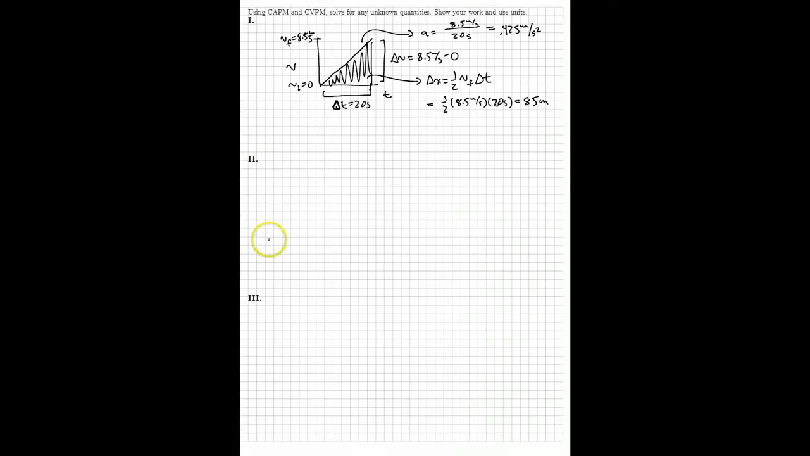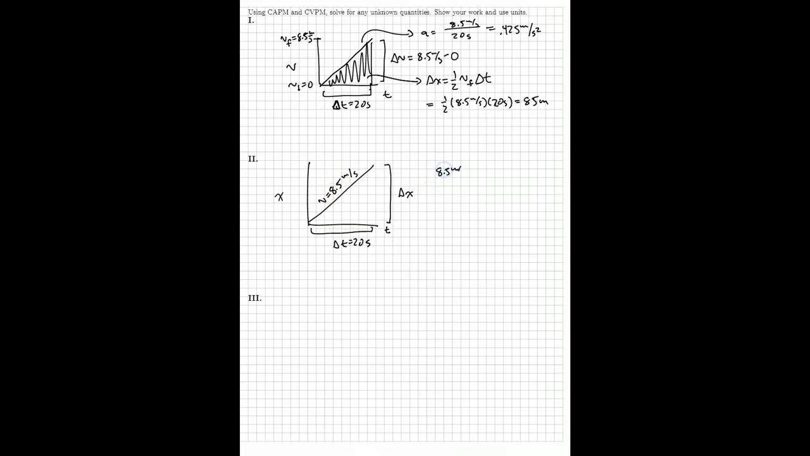Okay, the second one is CVPM, so we're going to do our solving on a position graph. Here the x initial we can call whatever, 0 or whatever it is. The x final is unknown. What we really care about is delta x, how far it's gone. The delta t is 20 seconds. And the velocity, which is the slope here, is 8.5 meters per second. So we want to use the slope relationship here.